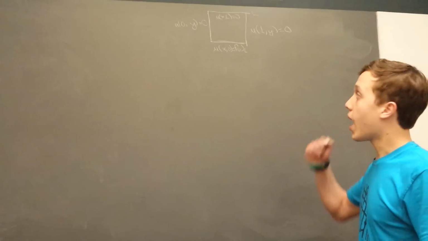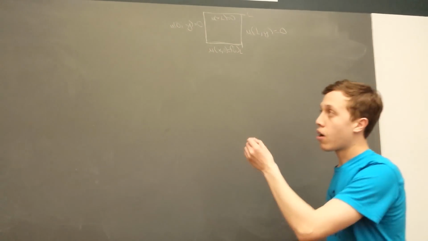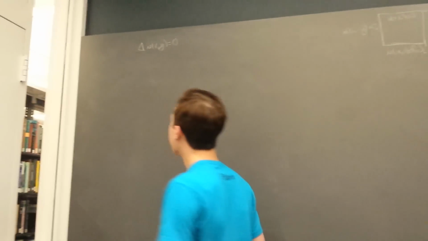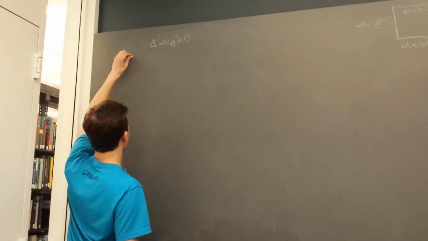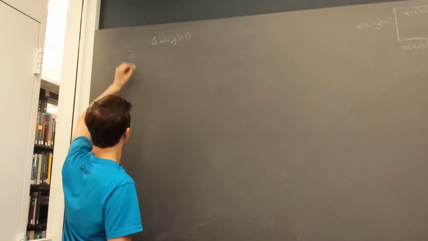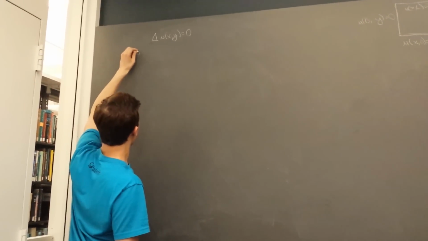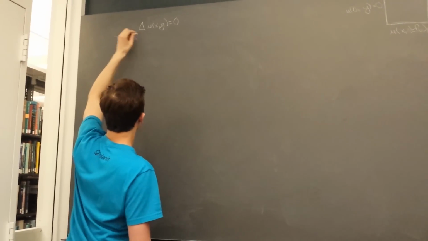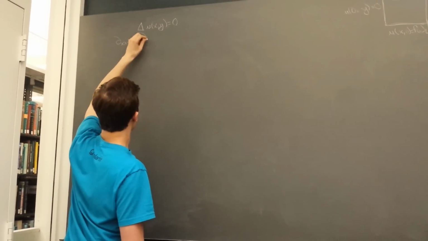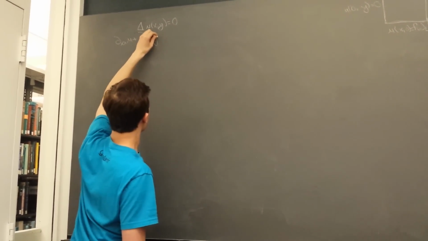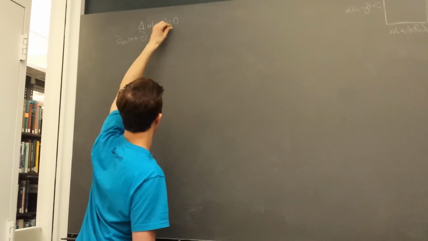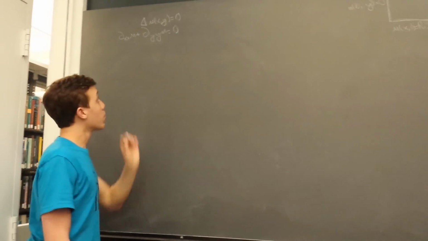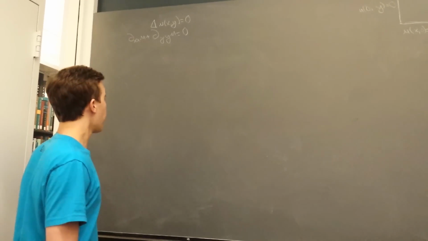Okay, now that we have the domain that we're working on, let's head back over here and define the Laplacian operator. So the Laplacian operator is equal to the second partial derivative with respect to x of u plus the second partial derivative with respect to y of u. And all that's equal to 0 because of the equation above.